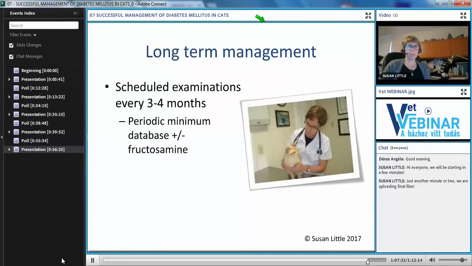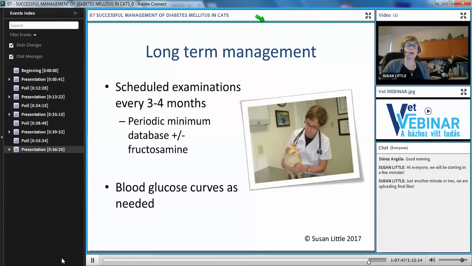So we'll just finish up long-term management. These patients do need to be seen every few months. Once they're under good control with a periodic minimum database, you might do a fructosamine on them if they're a patient where you can't do blood glucose curves, for example.